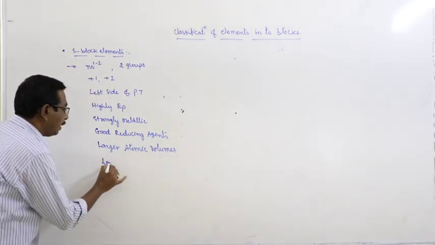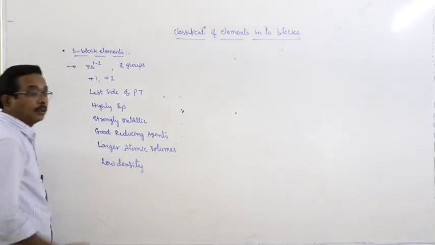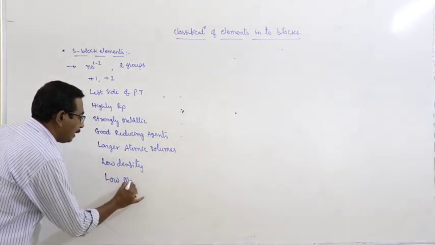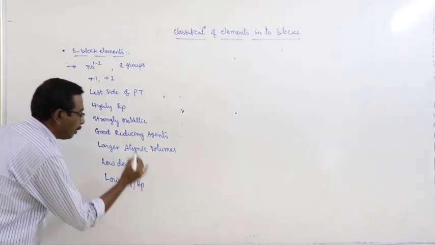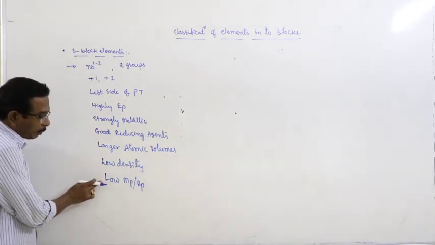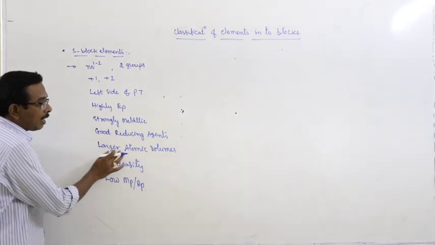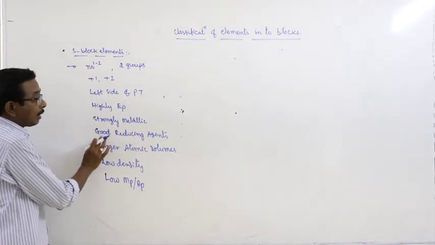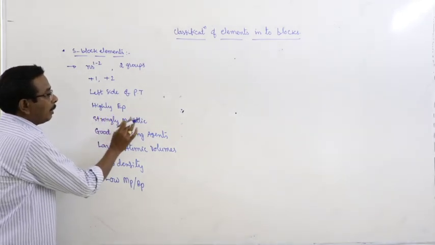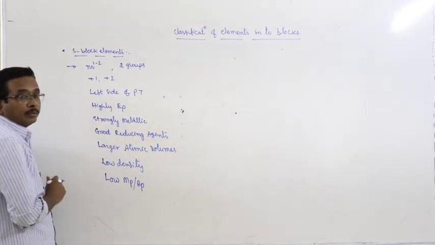And they have relatively low density. They have low melting points and boiling points. They have low density and larger atomic volumes. They act as good reducing agents, they are strongly metallic in nature, and they are highly electropositive.